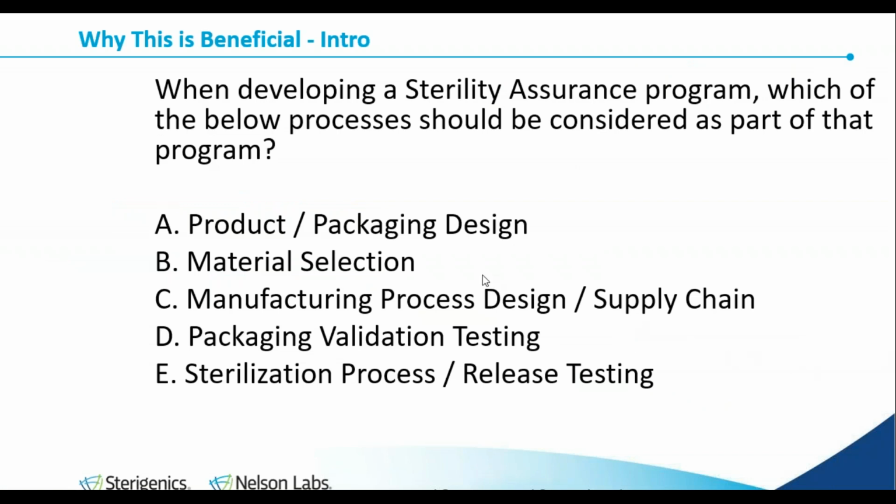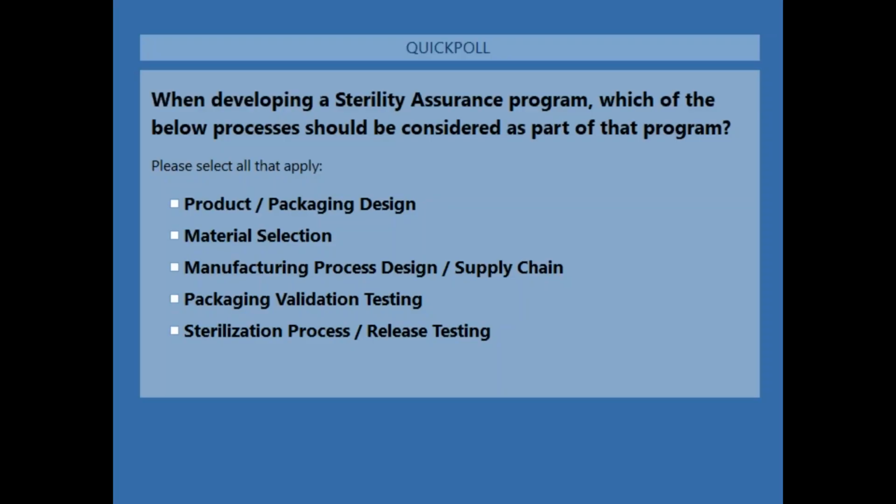And the question is going to be, when developing a sterility assurance program, which of the below processes should be considered part of that program? Please select all that apply. Now, you should have the option within your control to select which of these various items: product and packaging design, material selection, manufacturing process design and supply chain, packaging, validation testing, and sterilization process and release testing. So we'll wait about 45 seconds, and then we'll move forward.